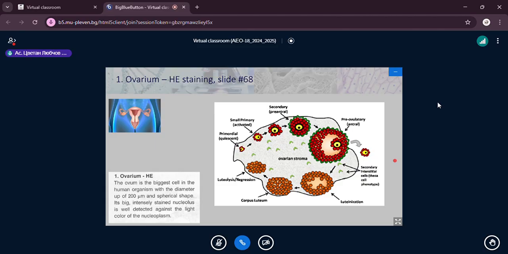Primordial ones, those are the ones with which females are born. When they enter puberty, guys, the primordial follicles start to develop, so they become a primary follicle, and then secondary, and then a Graafian follicle. And at the end of the Graafian follicle cycle, guys, we have ovulation with the oocyte leaving.